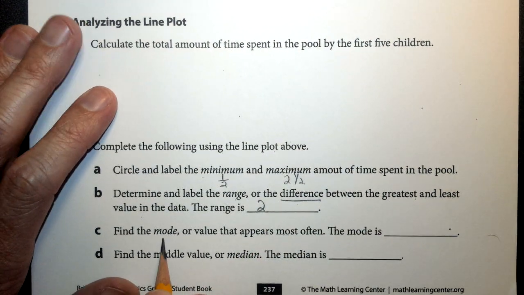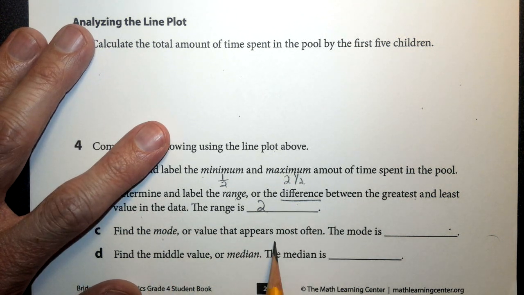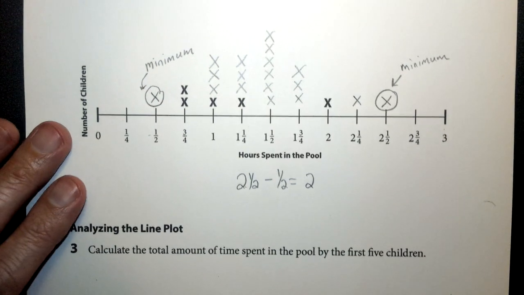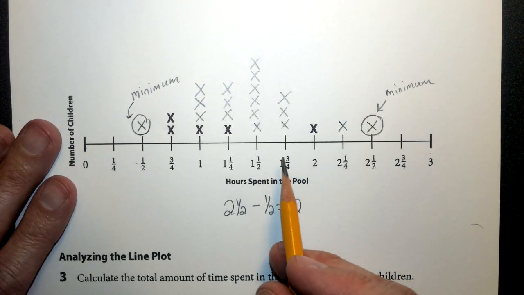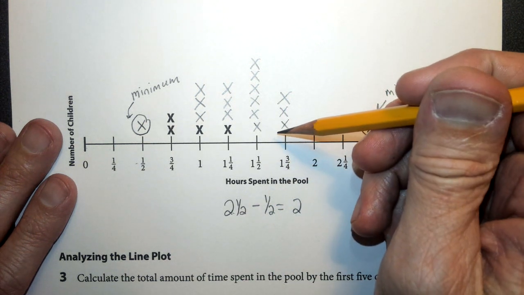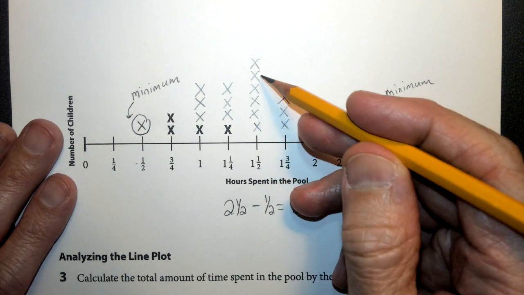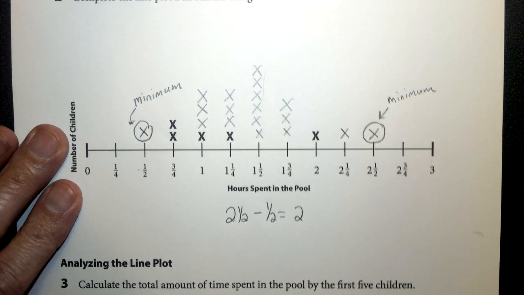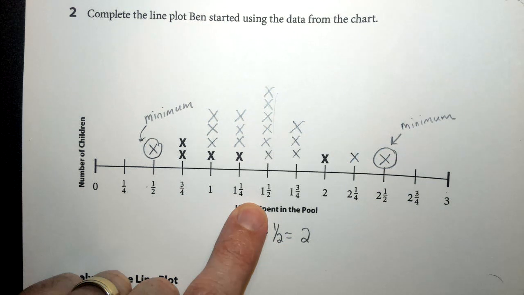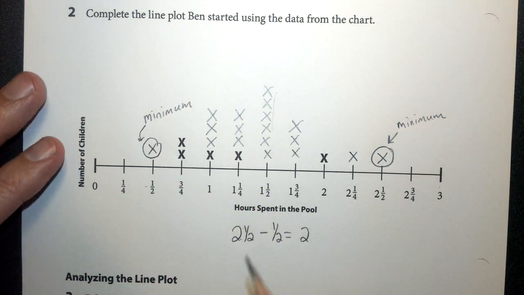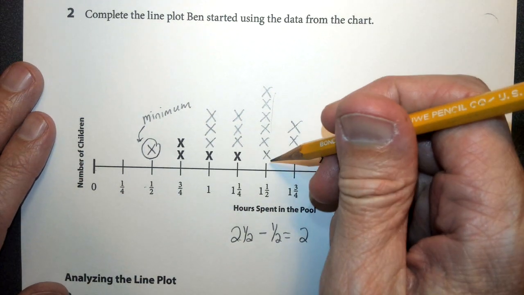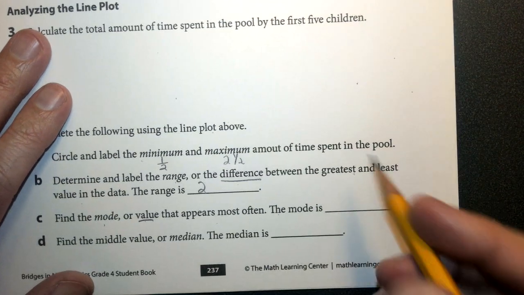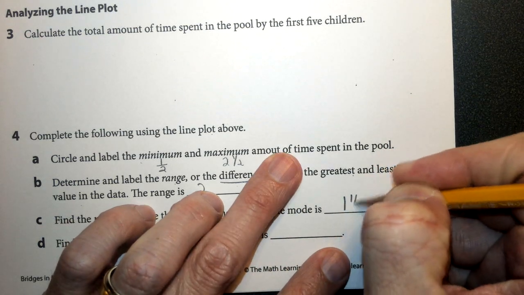The mode is the number that appears most often, the value that appears most often. So what we want to look at is which number appeared most often, and that would be 1.5 because it has the most x's. So that would be 1.5. So mode is the number that appears most often, whichever one has the most x's. And so the mode is 1.5.